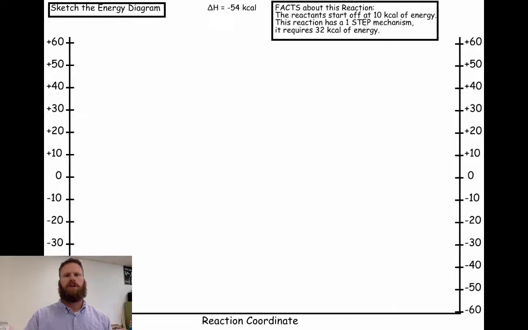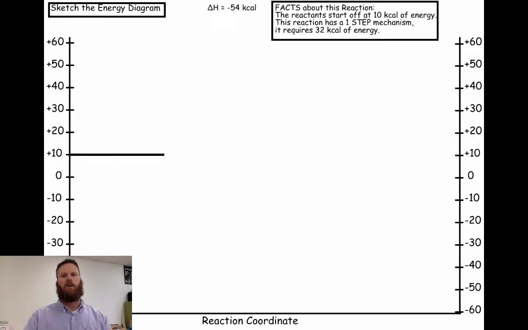Let's sketch the energy level diagram for this reaction. First of all, keep in mind the facts of this reaction. The reactants have an initial energy of 10 kcals. This is a one-step reaction mechanism that requires 32 kcals of energy. We also know that the enthalpy for the reaction is negative 54 kcals. Remember, the negative sign tells us this reaction is exothermic.